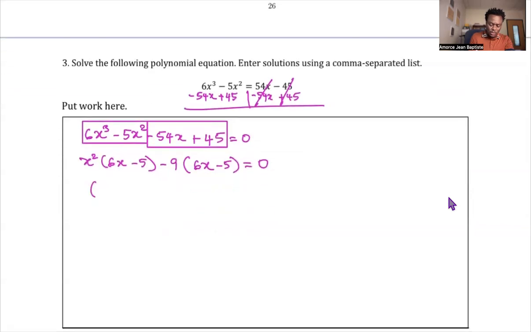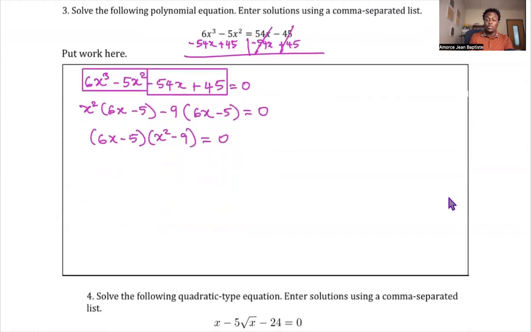Then 6x minus 5 repeats for each group. We can factor it out. 6x minus 5 factor x squared minus 9 equals 0. Now, zero product principle, that's 6x minus 5 equals 0, or x squared minus 9 equals 0.